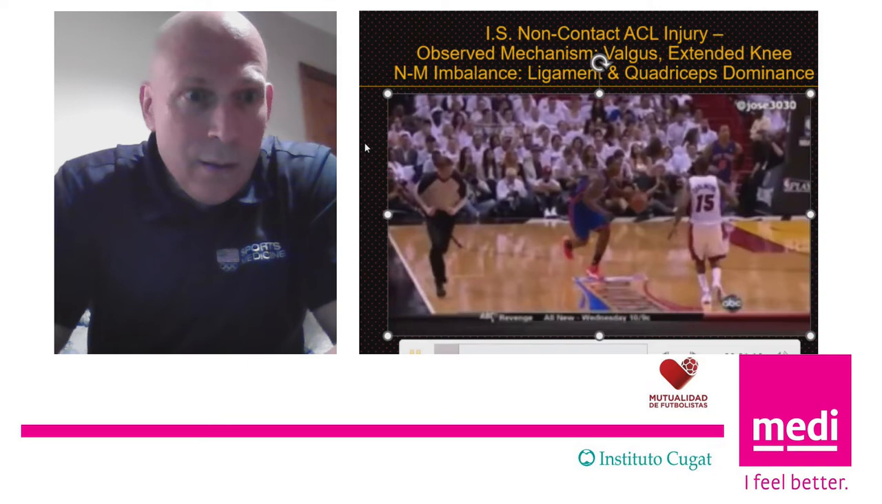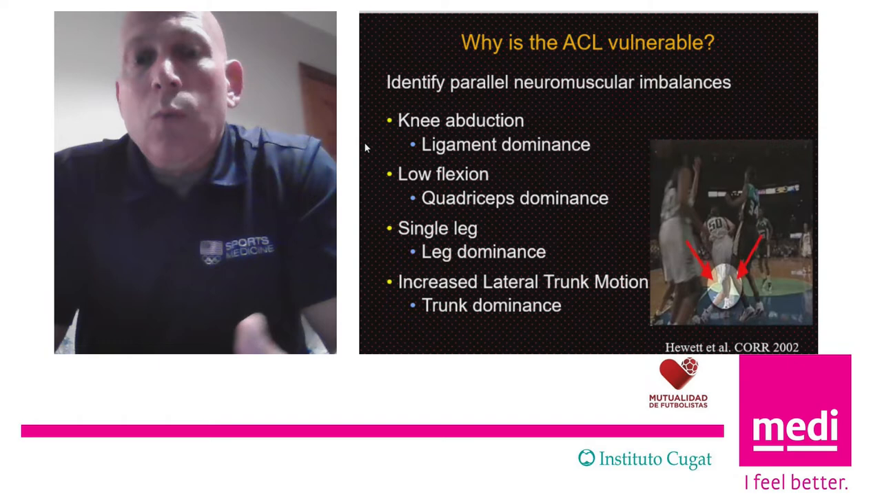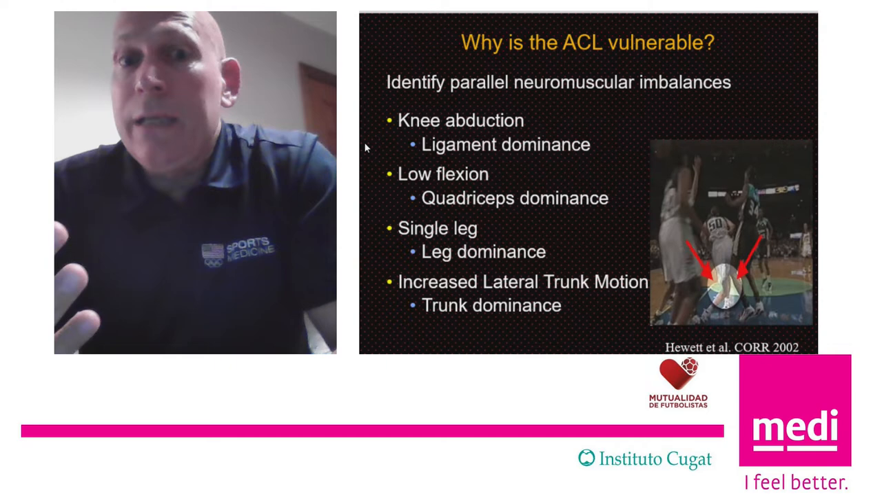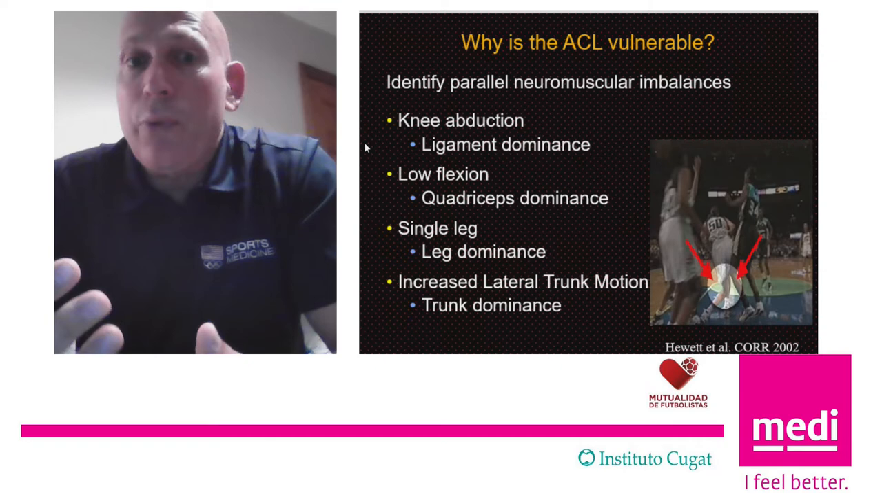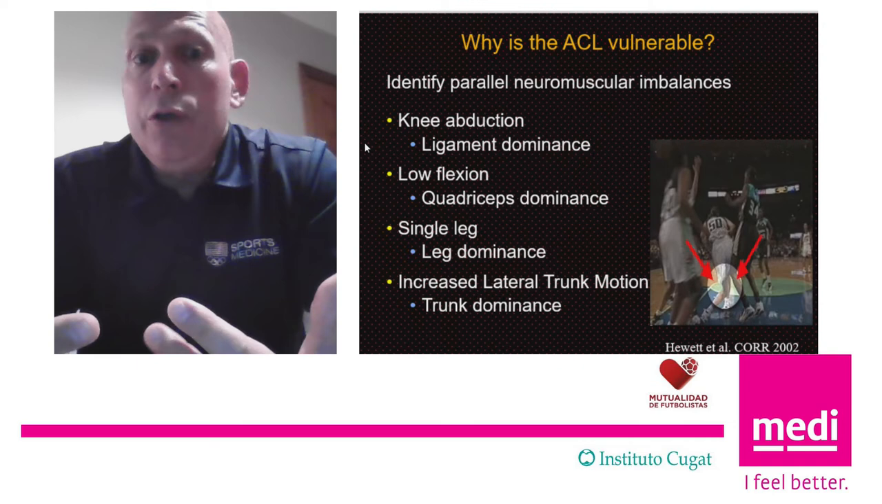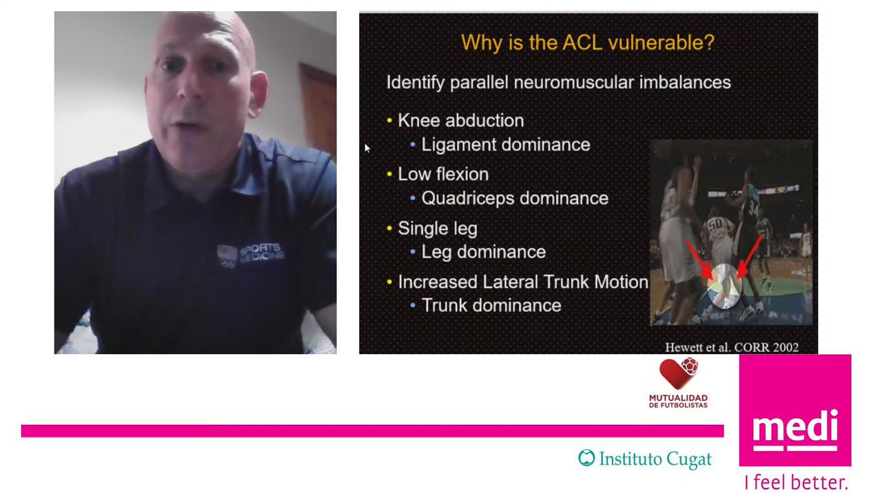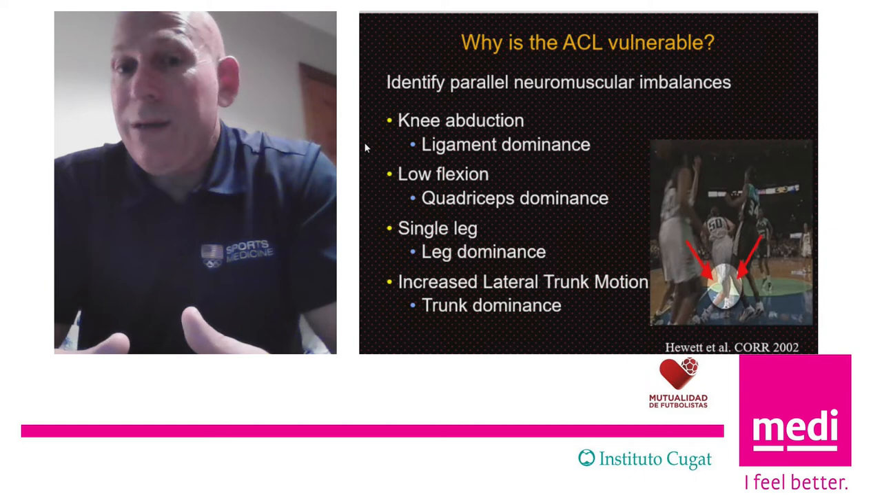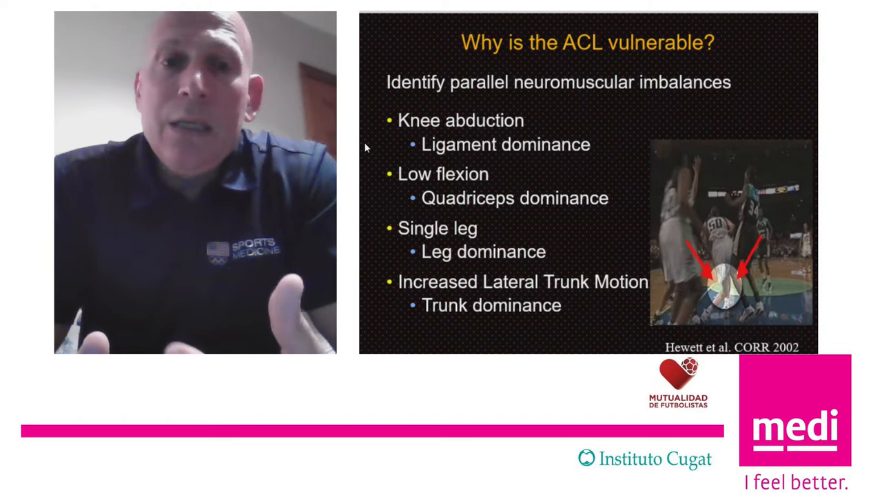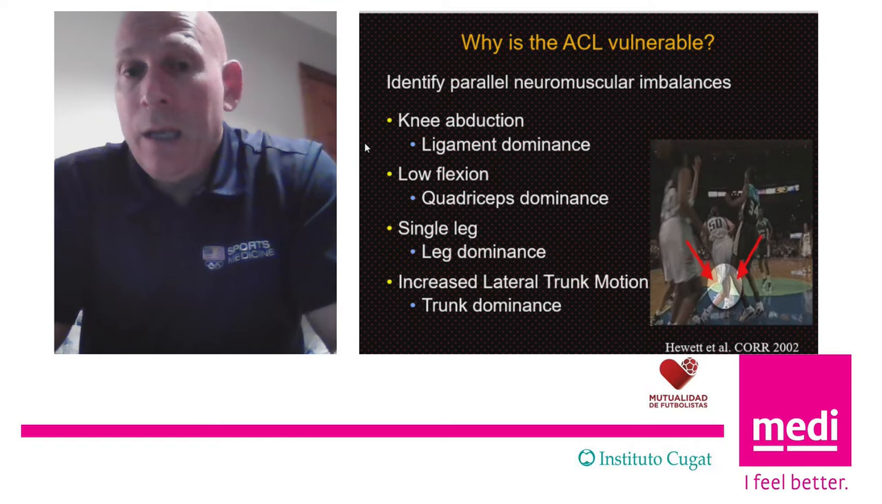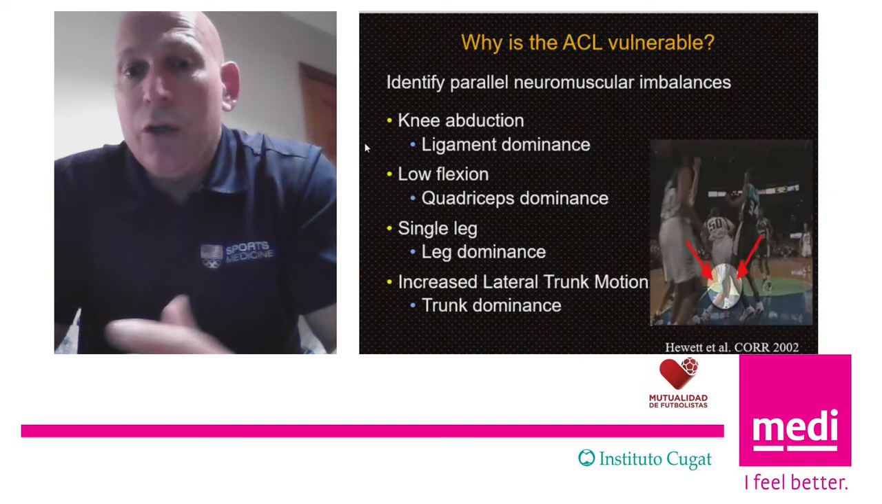So if you look at the mechanism, what we've done over the last couple decades is we've identified parallel neuromuscular imbalances that relate directly to those aspects of the injury mechanism I just showed you. This knee abduction problem is connected with ligament dominance, which is use of the ligament to absorb and dissipate force rather than activating the musculature to absorb and dissipate those forces before the ligament experiences them. Quadriceps dominance, which is use of the quadriceps primarily to stabilize the joint, leads to this straight knee, low flexion. The single leg part of the mechanism relates to leg dominance. All athletes are leg dominant. Some are more dominant than others, especially when they're stabilizing the joint, which leads to increased risk. And then trunk dominance, which leads to this increased lateral trunk motion and trunk sway.